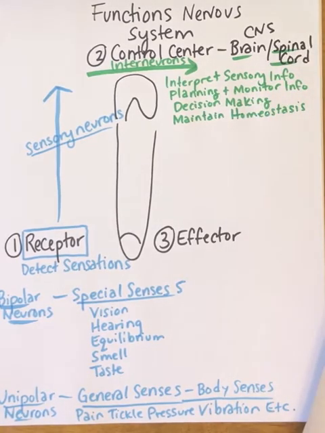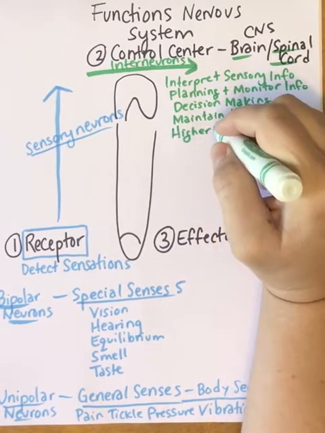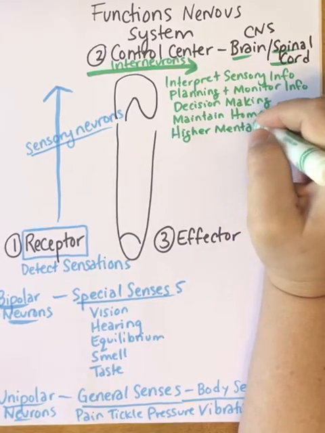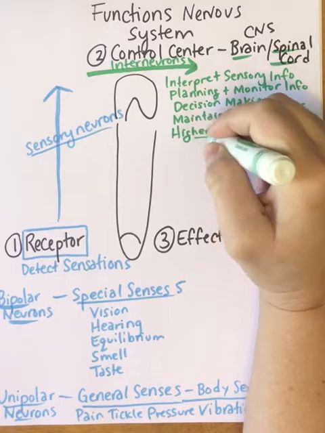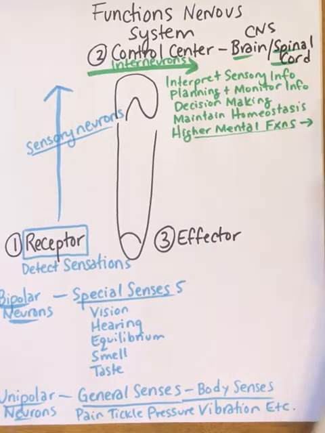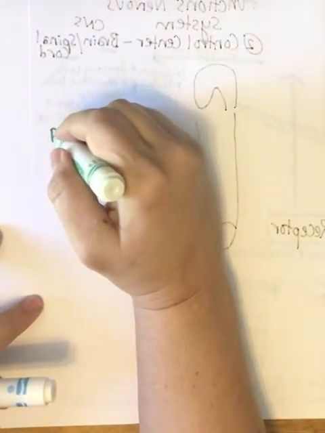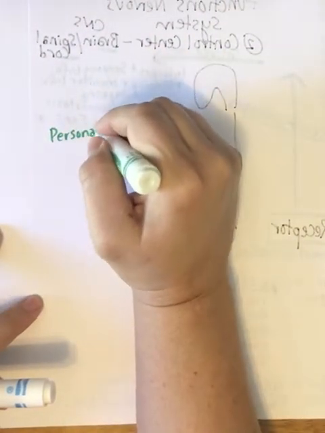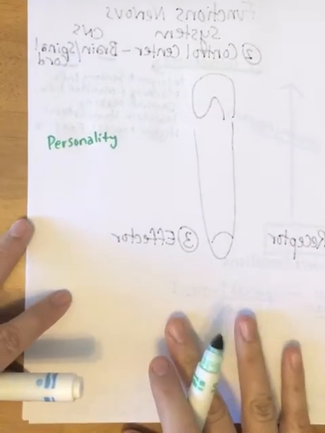So we're going to talk about the area of the brain that does that. But it also is going to be all of your higher mental functions. Now, when you say higher mental functions, I'm going to write FXNs for functions. I'm going to turn this over because I'm running out of room. When you say higher mental functions, this is going to be your personality. So we're going to talk about where in the brain personality comes from.